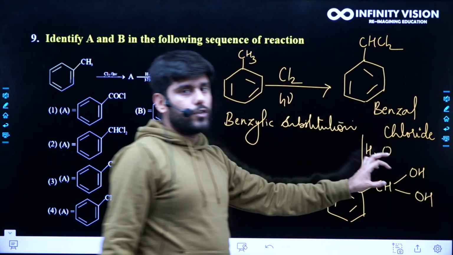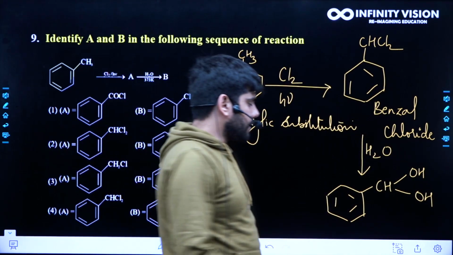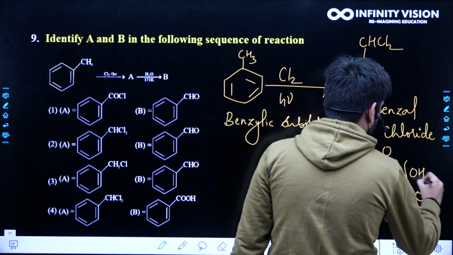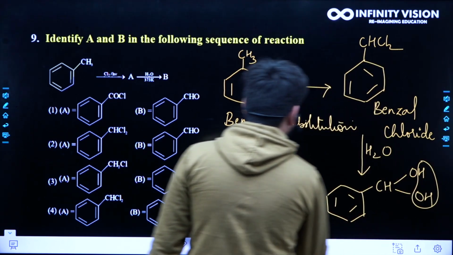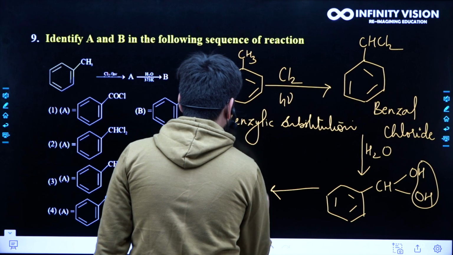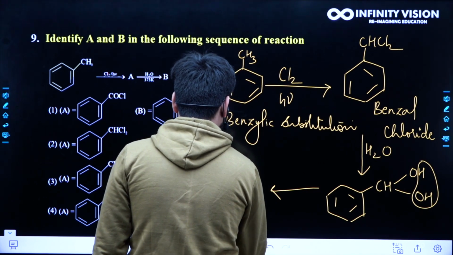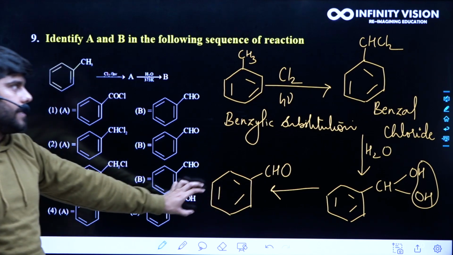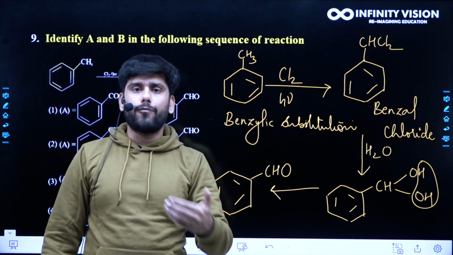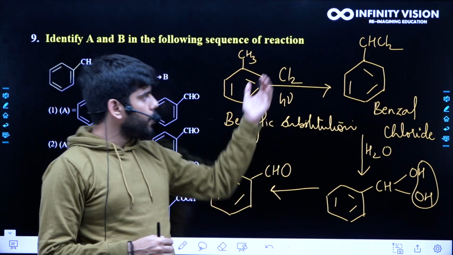We know that two OH on the same carbon is unstable. So there will be a removal of a water molecule, and what we end up getting is benzaldehyde. So this is one of the methods of preparation of benzaldehyde from toluene.